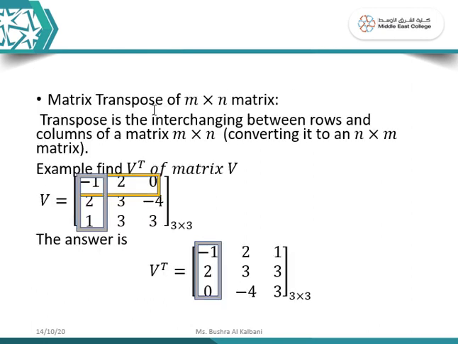Okay, now here for the transpose. The transpose is the interchange between rows and columns. That means every row will become a column and every column will become a row. For example here, minus 1, 2, 1, it was a column, and it became a row. Minus 1, 2, 1, then 2, 3, 3, and so on. That means to find the transpose of the matrix, you have to interchange between the rows and the columns.